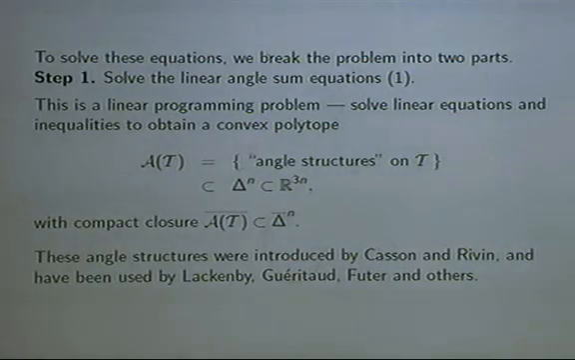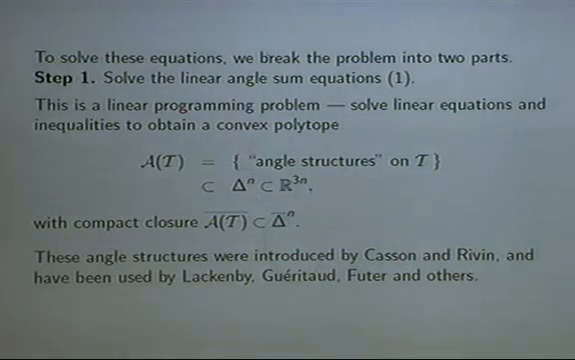So this actually is some kind of linear programming problem. You've got linear equations and inequalities. And if you solve this, you get some kind of convex polytope, a convex set. We're going to call this the set of angle structures, A of t. Solutions to this are called angle structures on our triangulation.